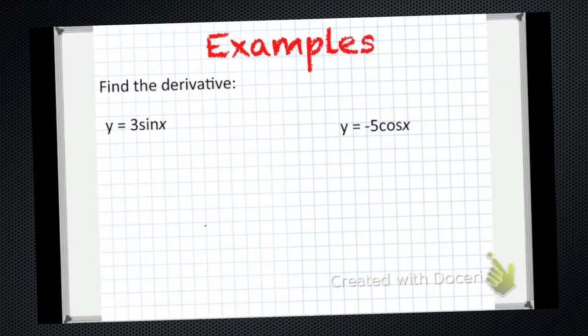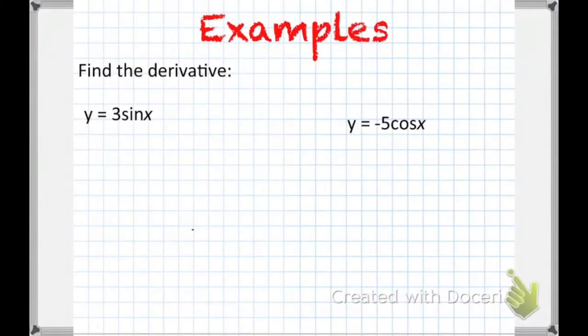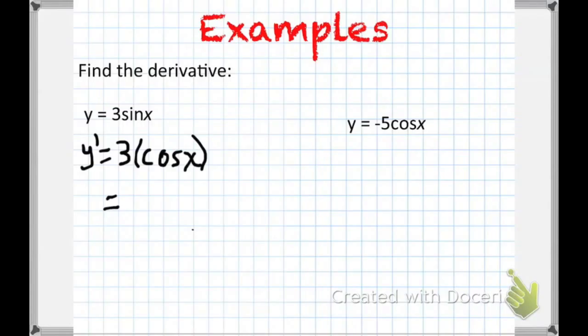Okay, so we're going to find the derivative of these two functions. Now for this function, we know that 3 is a constant, so we leave that there. And then the derivative of sine x is cos x. And then we just expand that, so it's 3 cos x. It's as simple as that.